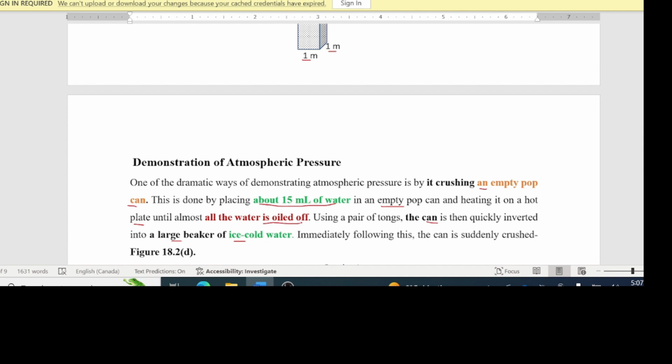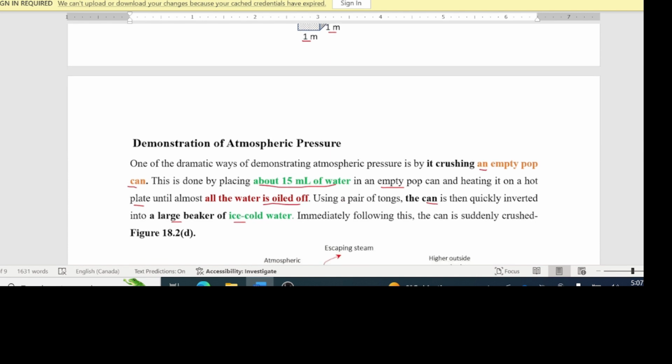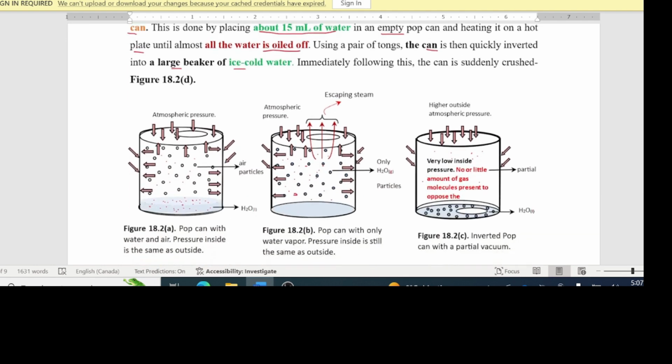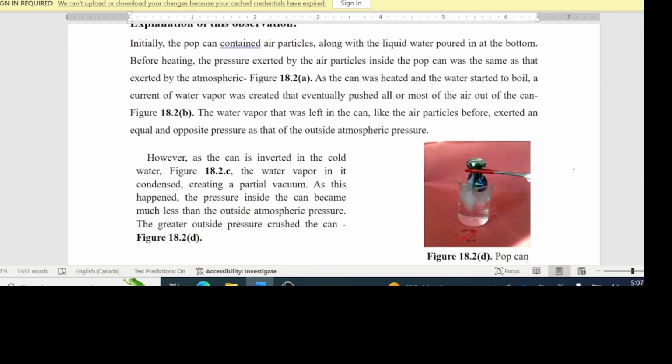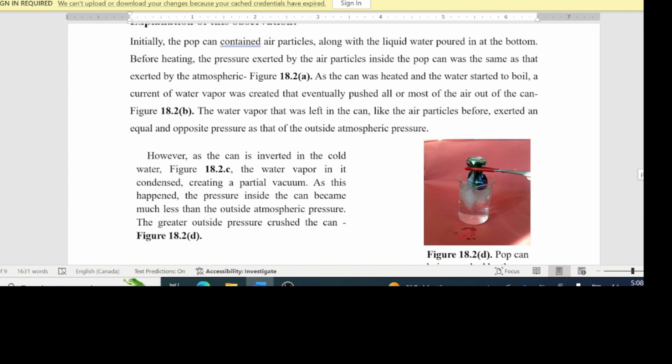When that happens, using a pair of tongs, you take the can quickly and you invert it into a beaker of ice cold water. And you can see in front of your eyes, all of a sudden, in a dramatic way, the can crushes by itself. It implodes just like that. Let us explain why that happens.